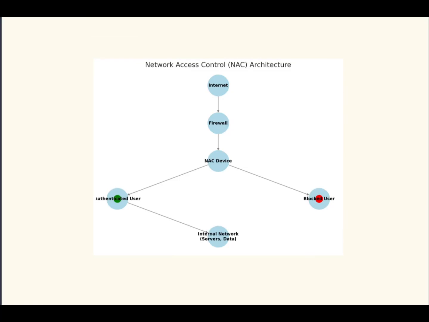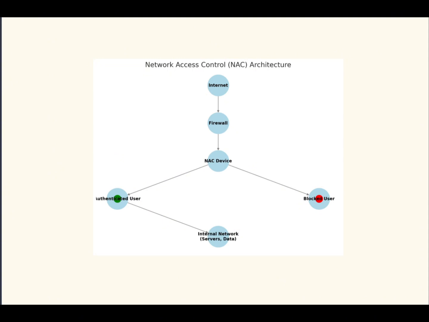Hi everyone. Another important topic for the CISSP exam: network access control, NAC devices. A network access control device is a security solution that controls who and what can connect to a network. It ensures that only authorized users and compliant devices gain access, reducing the risk of cyber threats. So the important point is that compliant devices and authorized users can gain access.